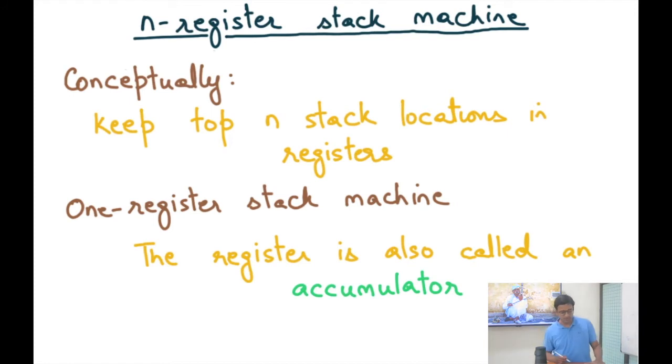code generation strategy simpler, as we're going to see with some examples. And a special case of an n-register stack machine is a one-register stack machine, where there's only one register and a stack, and this unique register is also called an accumulator in such a machine.